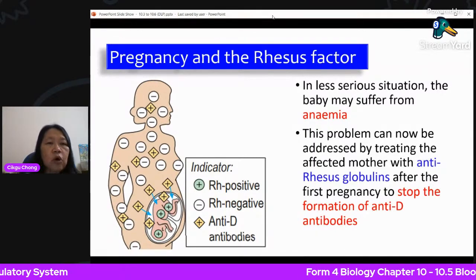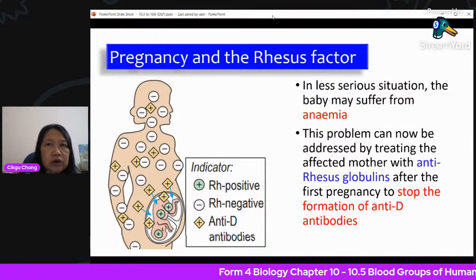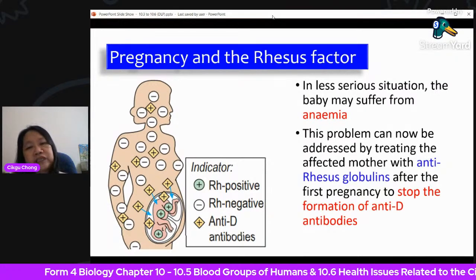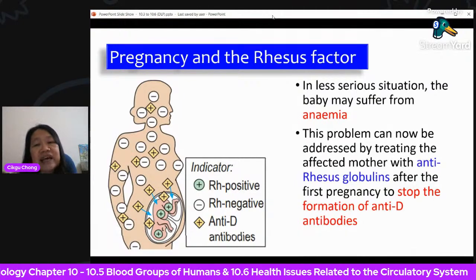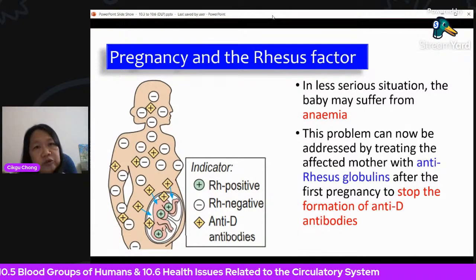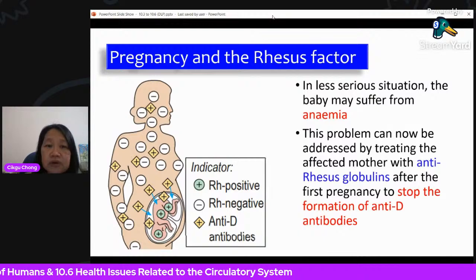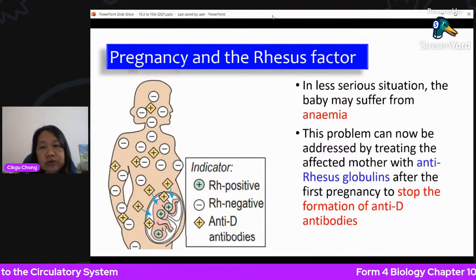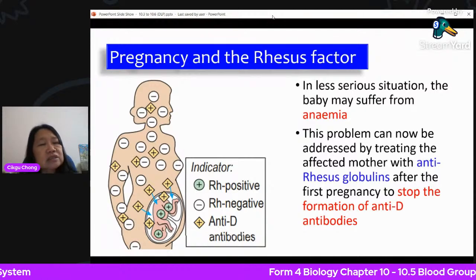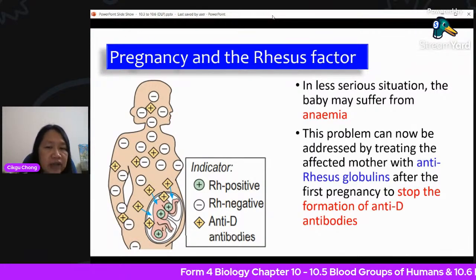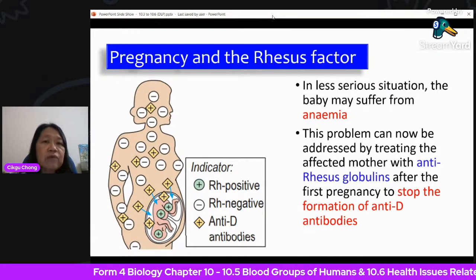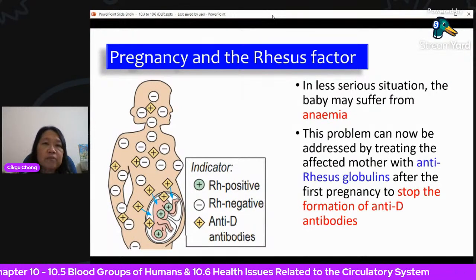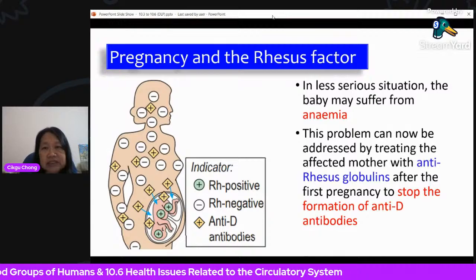Okay, to coat the antigen, so that it does not trigger the Rhesus-positive antigen-antibody to be produced. So it does not produce the antibody. So the second baby will not have this complication. All right, so we inject the mother with anti-rhesus globulins to stop the formation of anti-D antibodies. Okay, so this is how we counter this problem. This is the complication that can arise from rhesus factor in pregnancy.